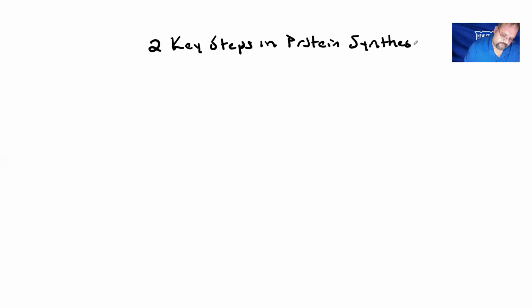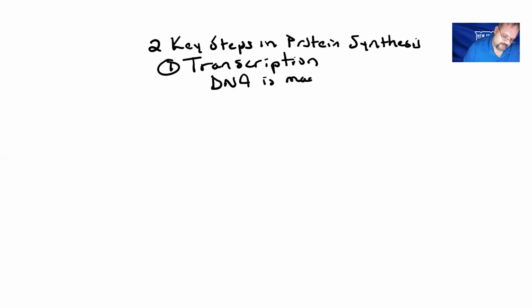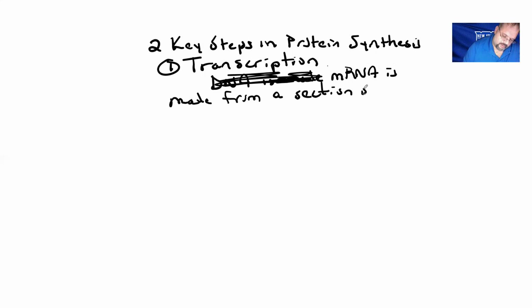All right. So as I mentioned a little bit earlier, the 2 key steps in protein synthesis are first transcription. And essentially in transcription, messenger RNA is made from a section of DNA.